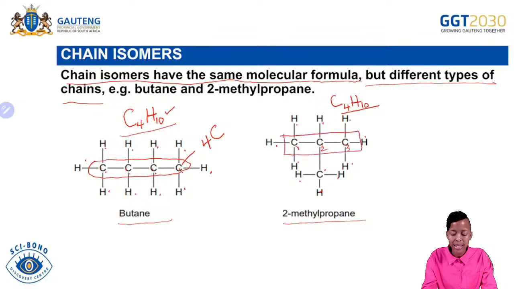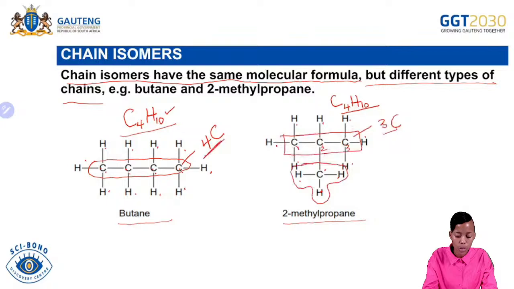But then when you look at this one, it will be 1, 2, and 3. So on the longest chain there, how many carbons do you have on this one? On this one, you have 3 carbons on the longest chain, and then you also have a branch, which is your CH3. So what did you do? You change the chain from having 4 carbons to having 3 carbons in the longest chain. So that is your chain isomer.